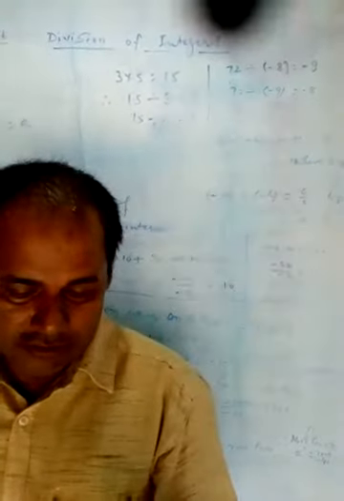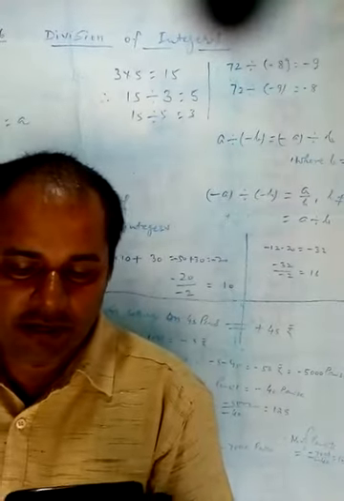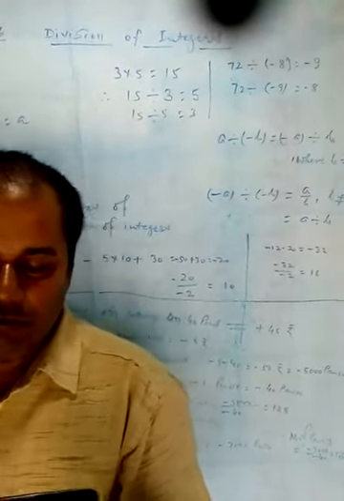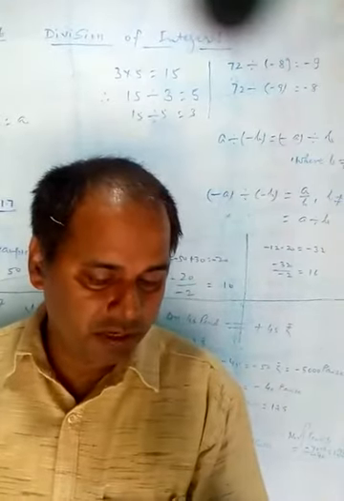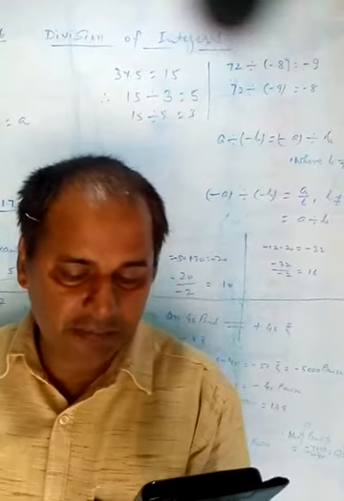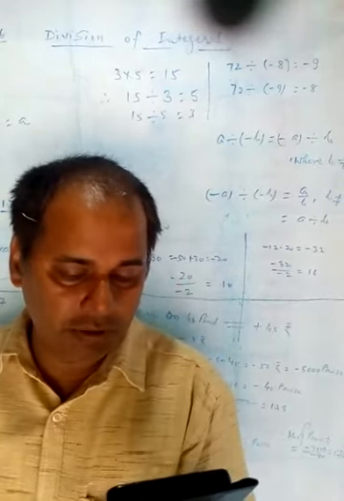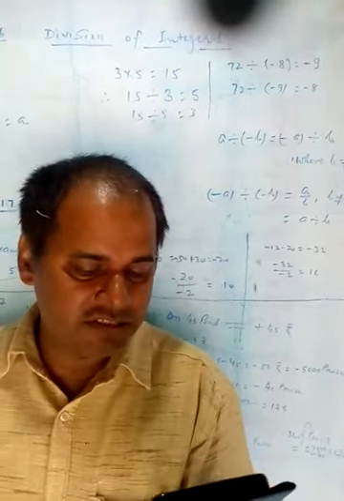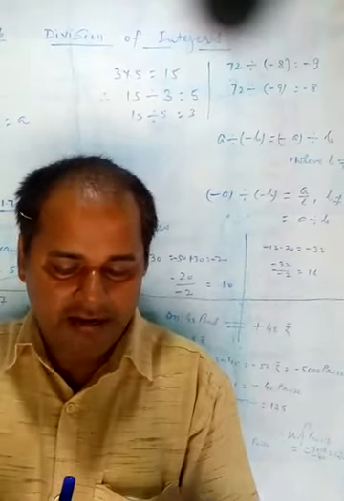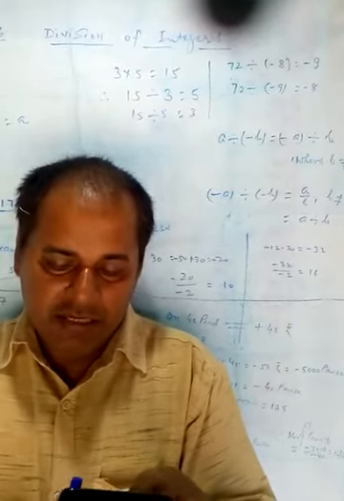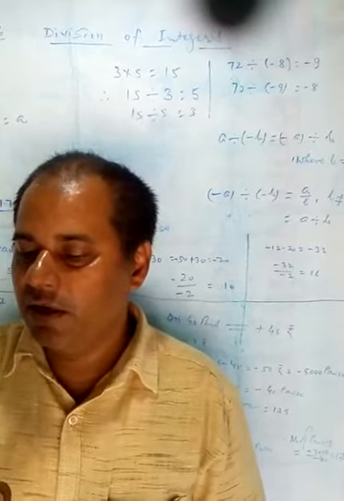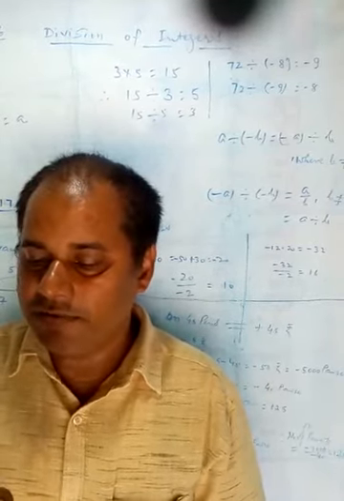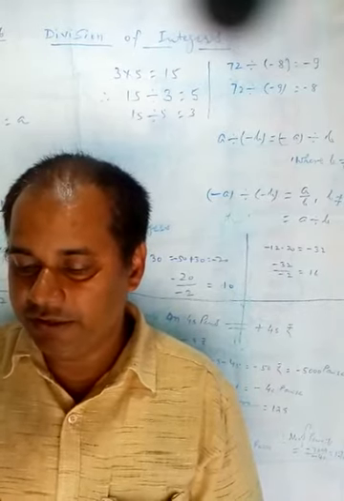Similarly, 4 into 3 is equal to 12 gives 12 divided by 4 is equal to 3, and 12 divided by 3 is equal to 4. We can say that for each multiplication statement of whole numbers, there are two division statements. Can you write a multiplication statement and its corresponding division statement for integers? Observe the following and complete it.